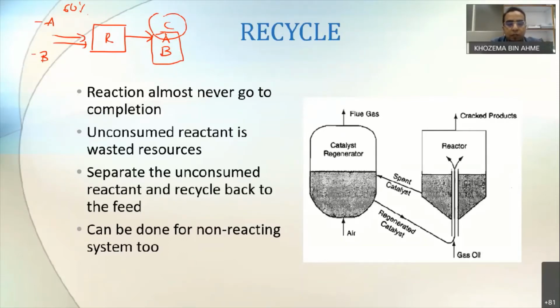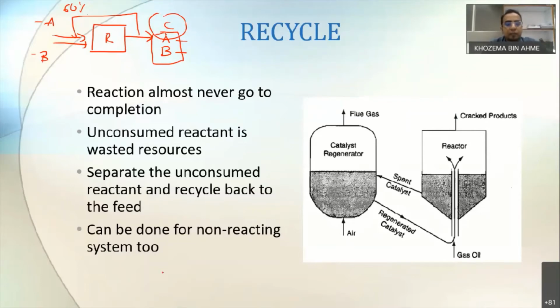And the second reason is that A and B will be wasted because these are expensive reactants. So we want whatever is unreacted to go back into our reaction, so that we will have more generation of C and we will not be wasting our A and B. So again here, unconsumed reactant is wasted resources. We don't want to waste our resources. We will recycle back whatever is unreacted, whatever is unused, back into our feed. We will combine it with our fresh feed and put it again into the reactor, so we'll get more of our product.